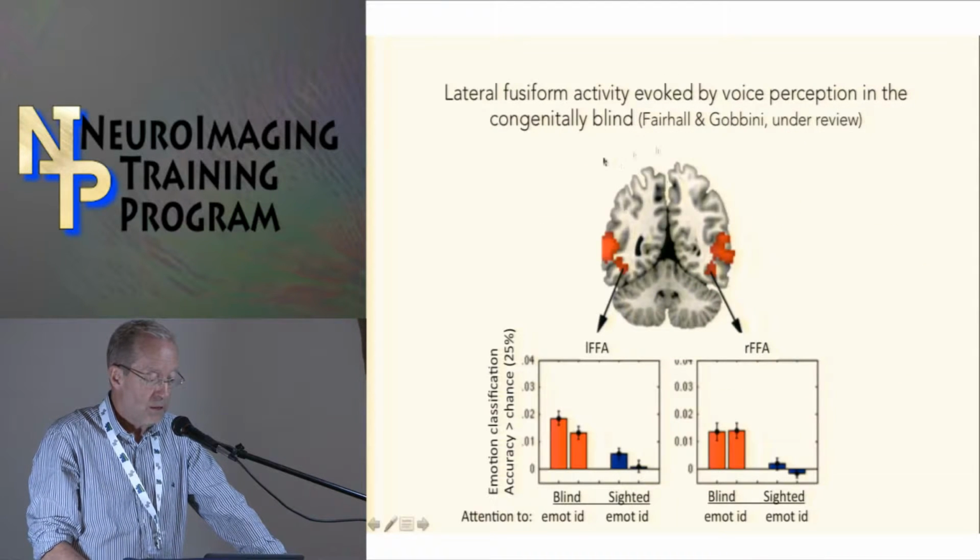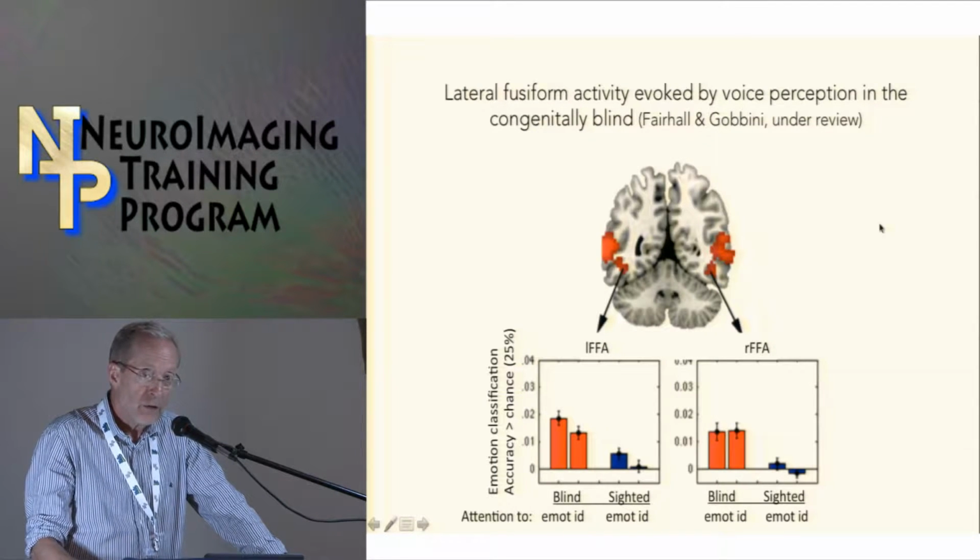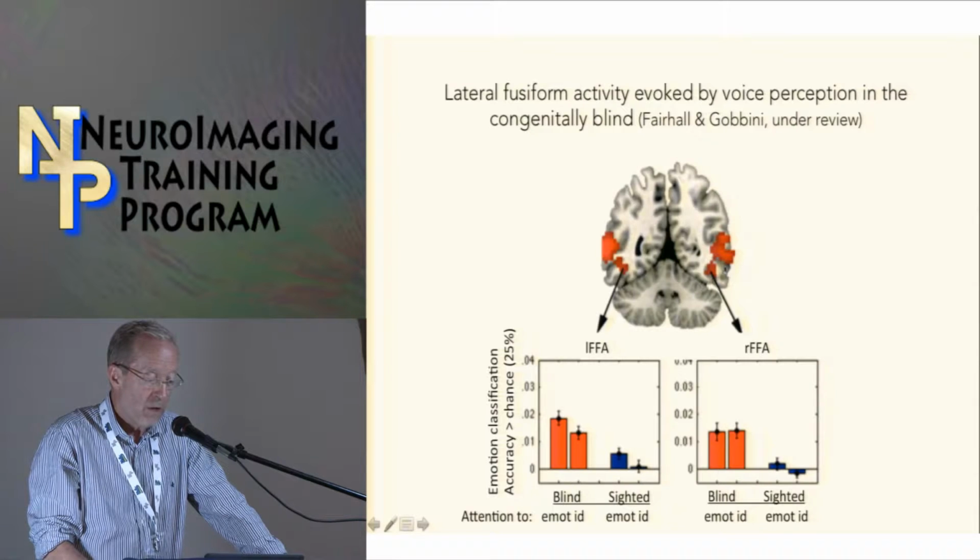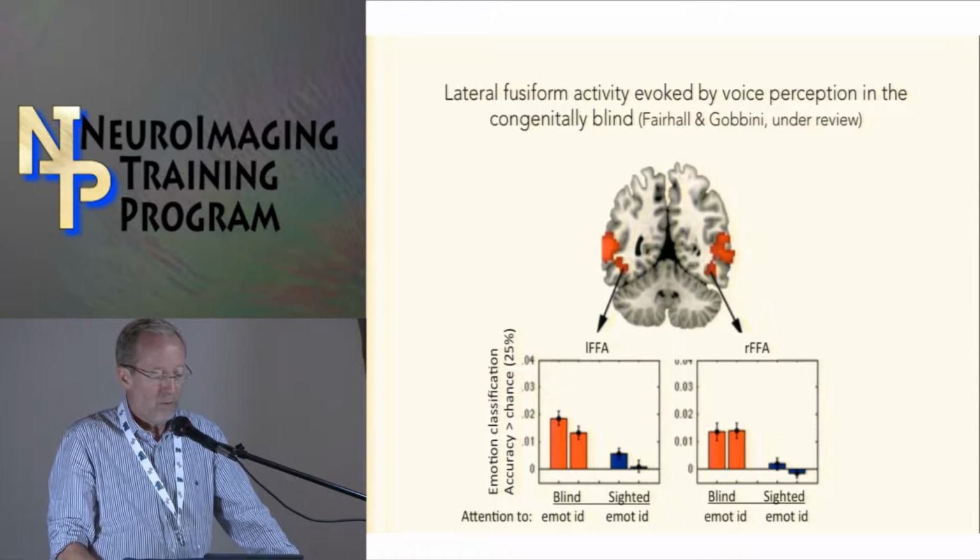Now here's another study by Fairhall and Gobini that's also under review, where they had congenitally blind subjects listening to voices. And they looked at whether they could decode the emotional content in the voices, and where in the brain they could decode that information carried by the voices. And what this shows is that in the FFA, in the blind subjects, you can decode the emotional content of voices. So these are people who have never seen a face. It's impossible to identify their face area because you can't do a localizer study with them.